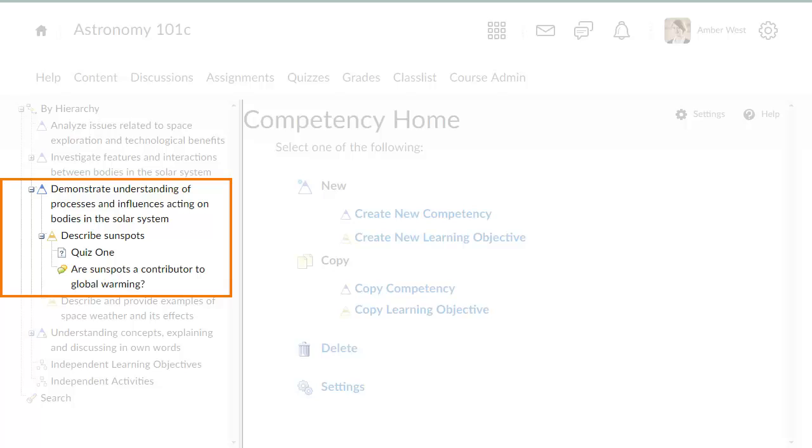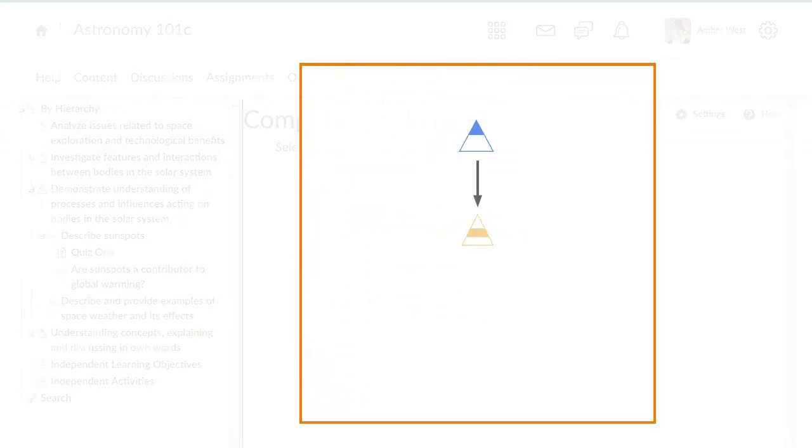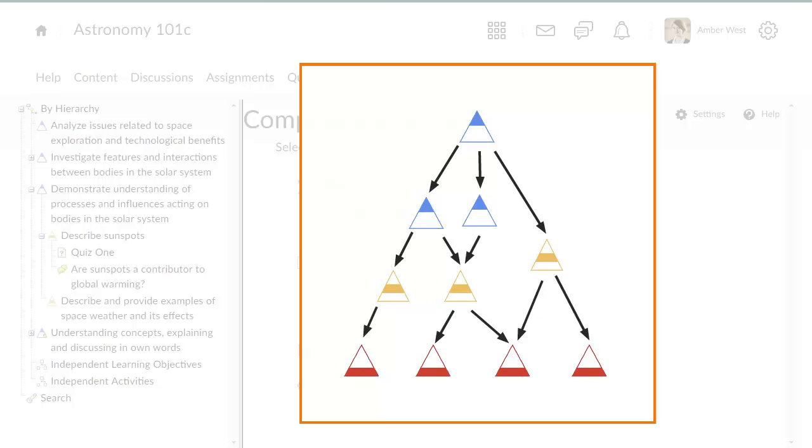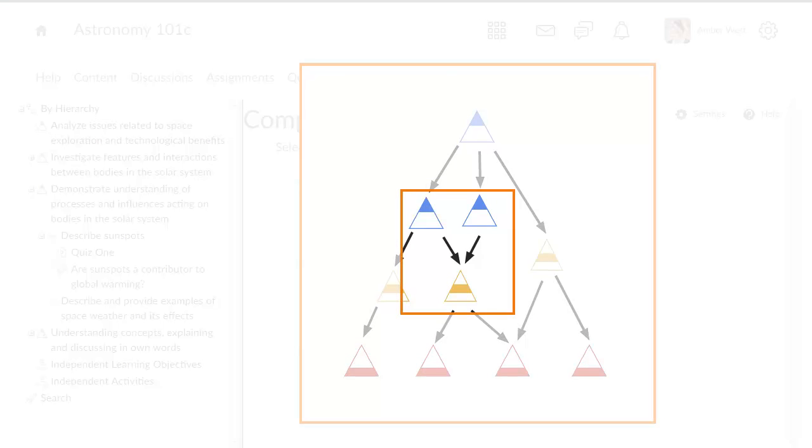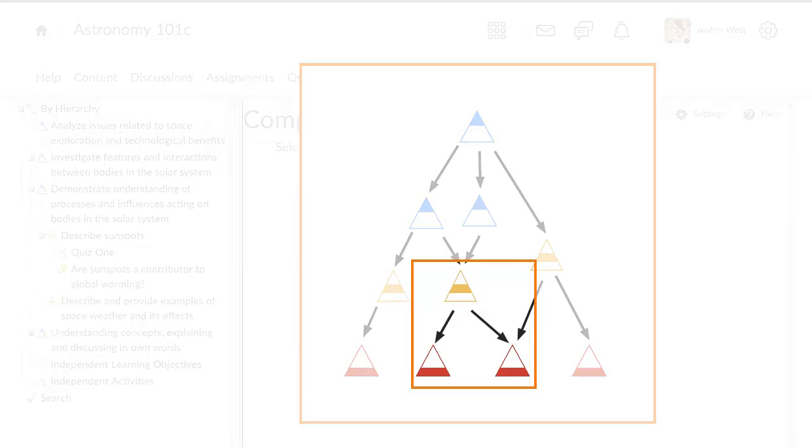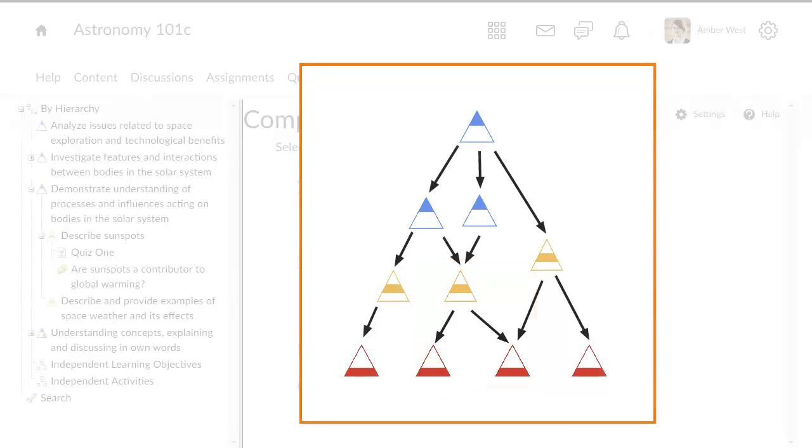In the navigation pane, an example competency structure is displayed. In this simple structure, the competency has one learning objective as a child, and this learning objective has two activities as its children. More complex competency structures can be created. Note that a single element can have multiple parents, and it can also have multiple children.